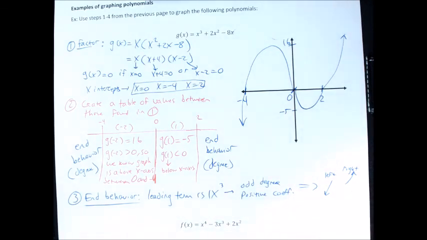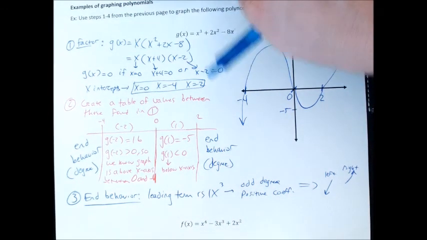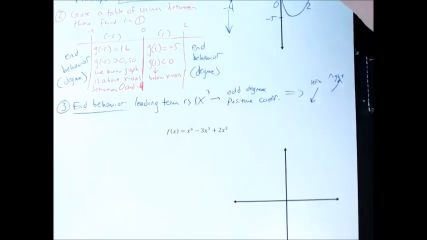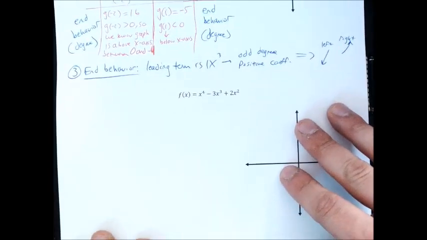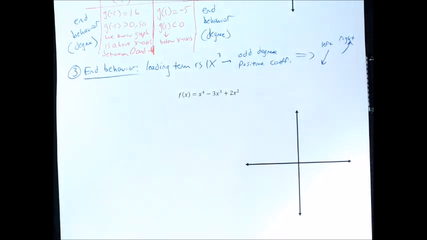I'd like you to give this one a try. See how far you can get. We'll reconvene in about 5 minutes. At least try to get the intercepts down. Right? So at least factor this thing and try to figure out what the zeros are. And then, if you have some time, plug some numbers in between them and see what you get.